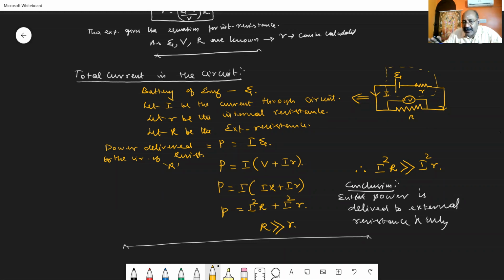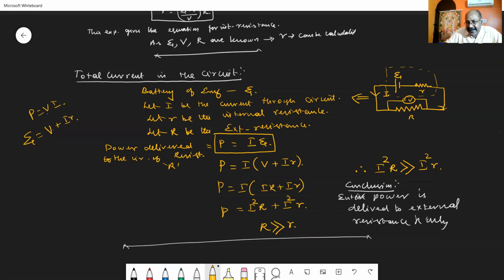First of all, you calculate what is the power delivered. So the power delivered through the circuit, in general, is given by power P is equal to I into the EMF. Actually, we have already studied power P is equal to V into I. Instead of V, we have taken E, that is EMF. When I am replacing EMF, we know that EMF is the potential difference across the external resistance plus the potential difference across the internal resistance.